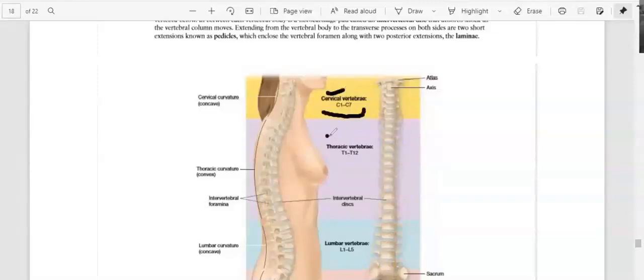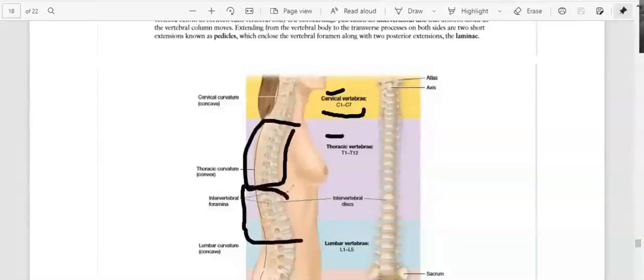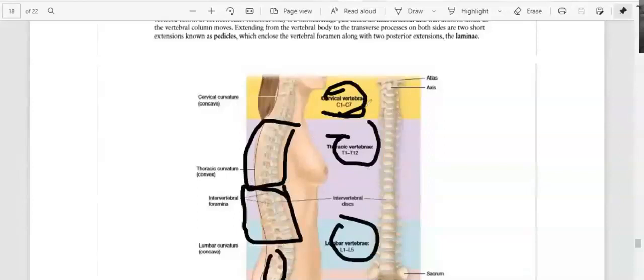We have 12 thoracic vertebrae. Those are going to be the vertebrae you have in your thorax. We have 5 lumbar vertebrae, which are going to be the back, the bottom part. Therefore, you're going to have 24 vertebrae.